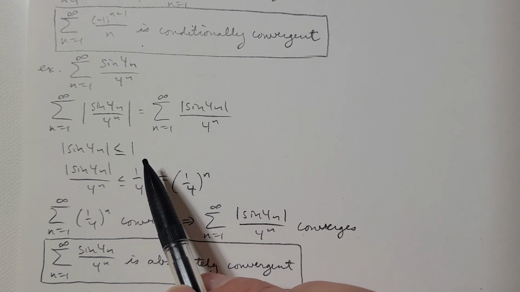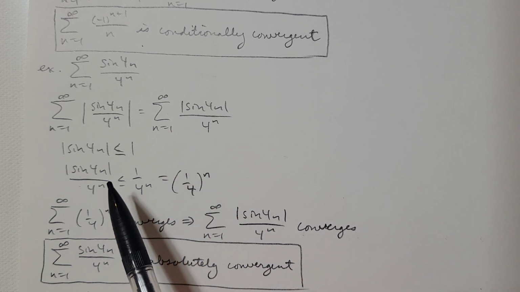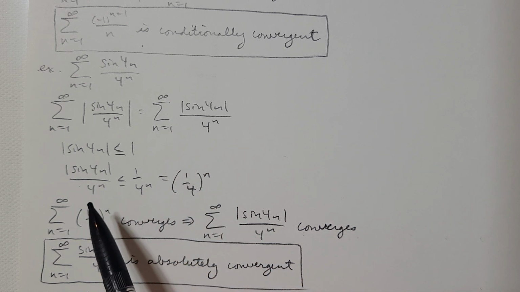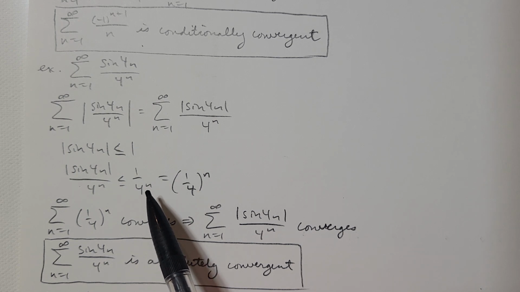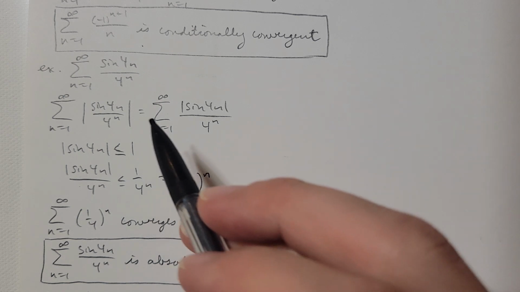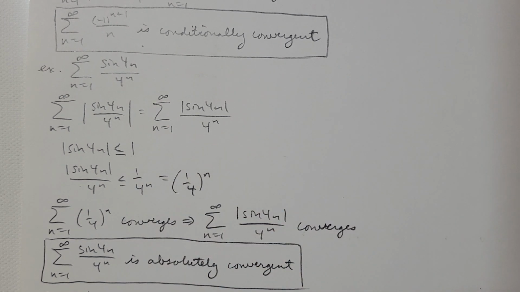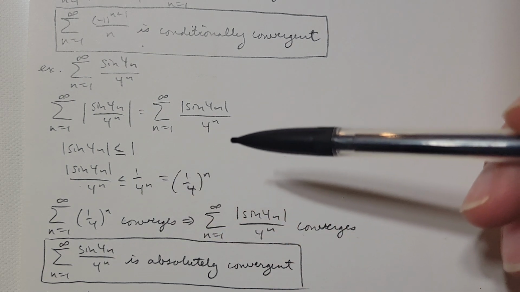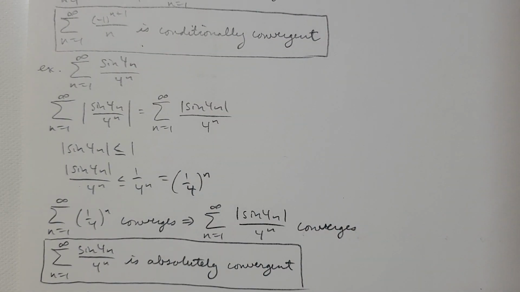Now, if I divide both sides of this inequality by 4 to the n power, then I get the absolute value of sine of 4n divided by 4 to the n, which is less than or equal to 1 divided by 4 to the n. And by the way, I can keep the inequality sign facing the same way, because 4 to the n is a positive number. If 4 to the n was negative, then I would need to flip the sign. Okay, I'm not doing that though.